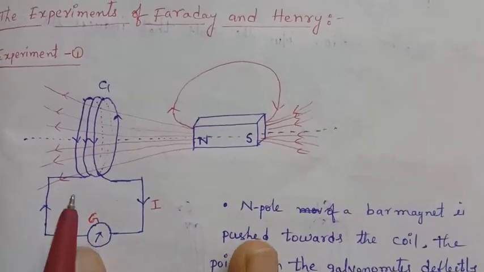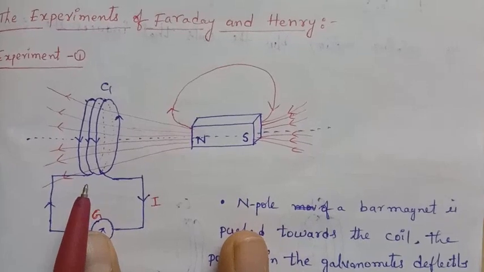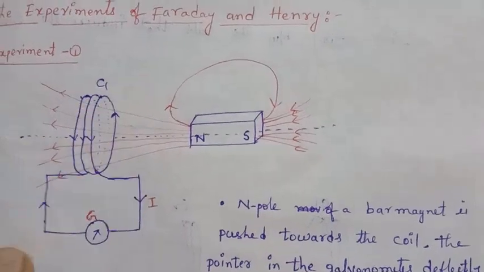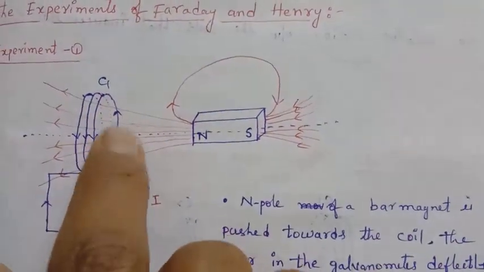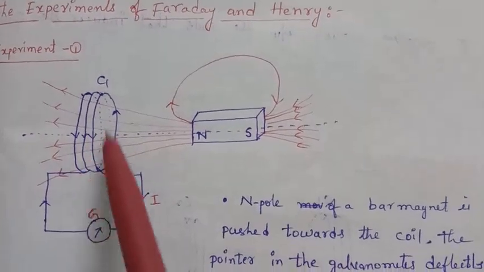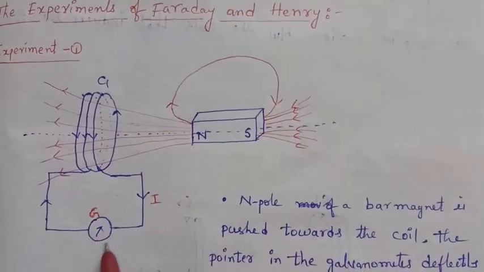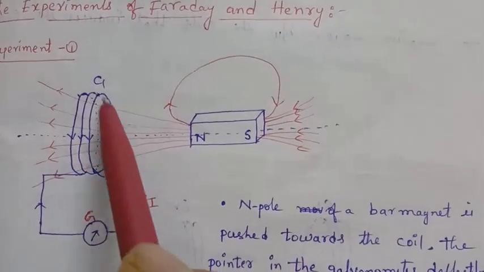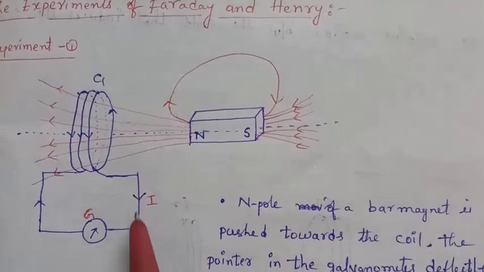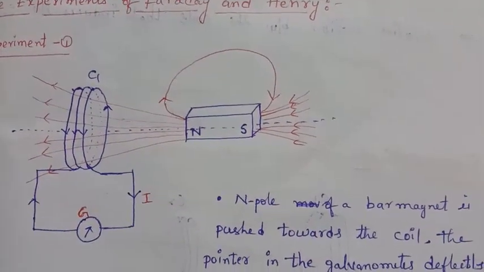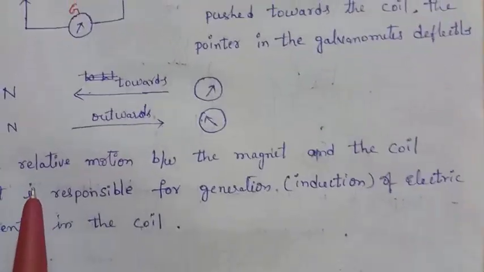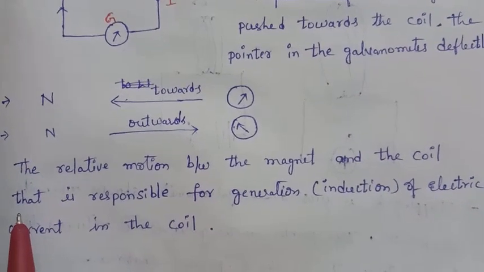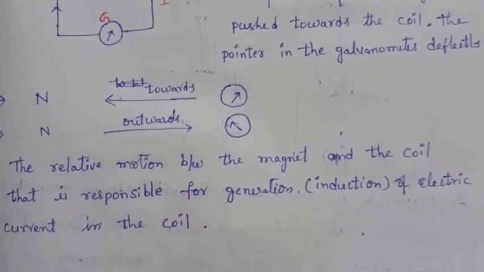If the magnet and the coil are moving with the same velocity, there is no change of magnetic flux through the coil. So there is no deflection in the galvanometer. What you conclude finally is that you have to change the magnetic flux through the coil; only then do you get the deflection. The relative motion between the magnet and the coil is responsible for the generation of electric current in the coil.